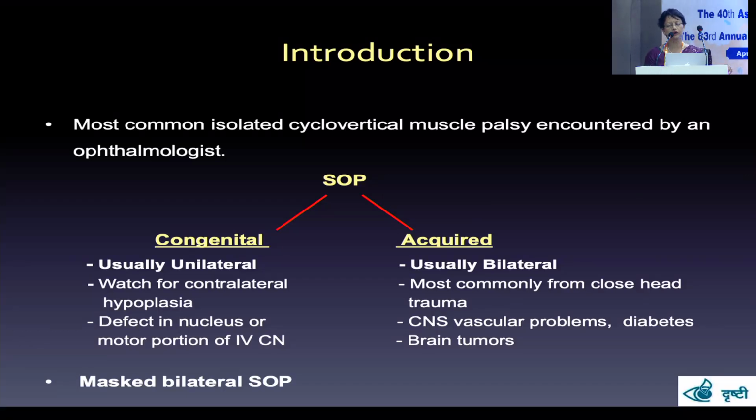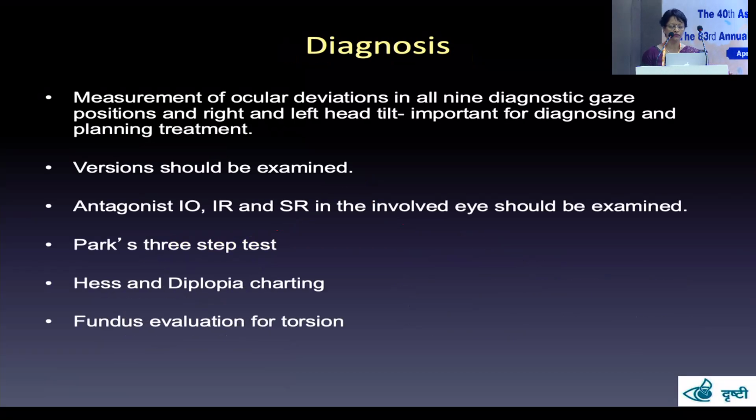There is an entity called masked bilateral superior oblique palsy, where the palsy is more manifest in one eye and the other eye remains latent, and we have to identify it by the presence of V phenomena or head tilts. Otherwise, when we operate one eye, the other eye palsy will become manifest. So the diagnosis is basically clinical, by measurement of ocular deviations in all 9 diagnostic positions. Right and left head tilt is important for diagnosing and planning treatment.